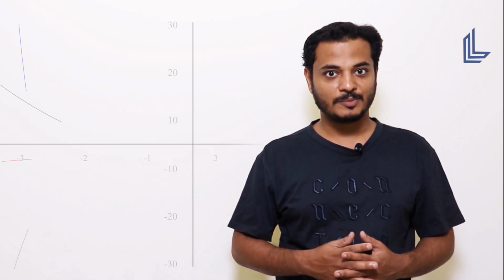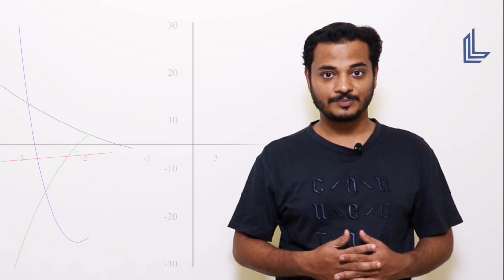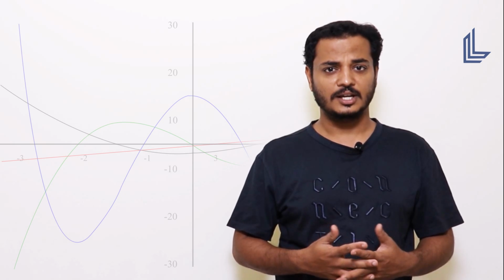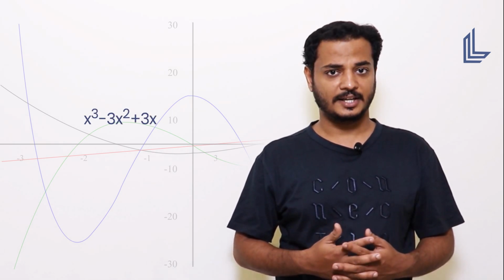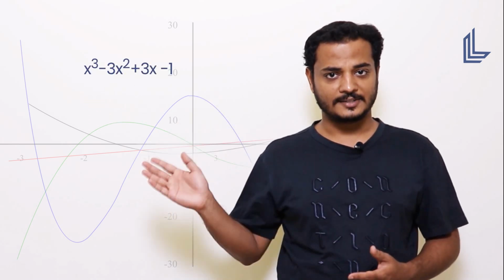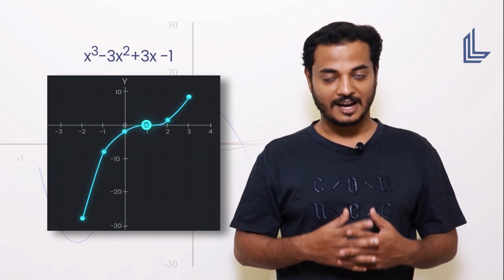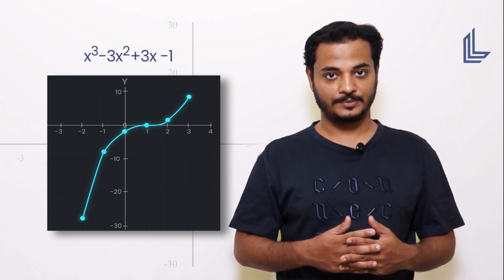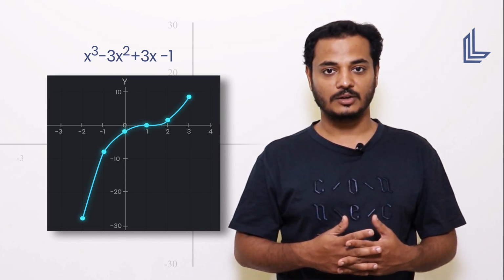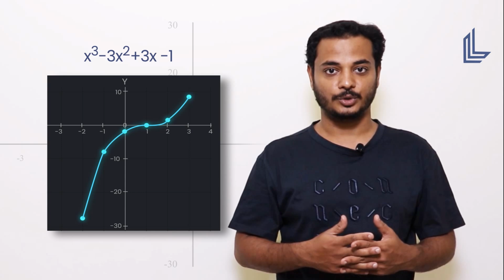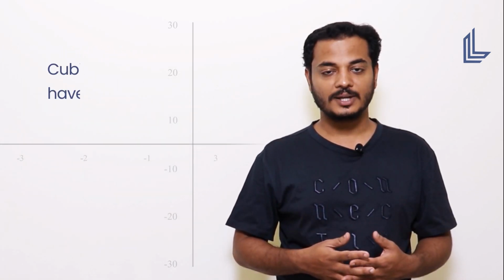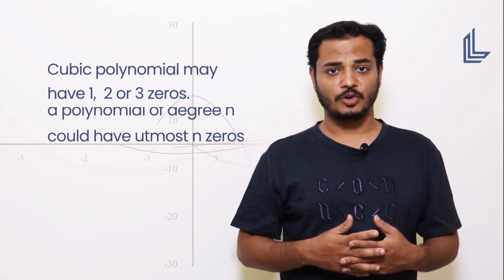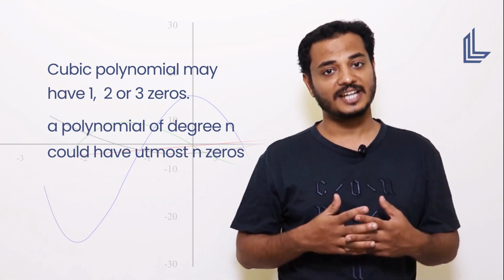Now does that mean that a cubic polynomial will always have 3 zeros? Not really. If you try to plot a cubic polynomial, for example x cubed minus 3x squared plus 3x minus 1, you will get a plot like this. You can clearly see that the graph passes the x-axis at only one point, that is x equal to 1. So we say that this cubic polynomial has only one zero, that is x equal to 1. So a cubic polynomial can have at the most 3 zeros. In general, any polynomial of degree n could have at the most n zeros.